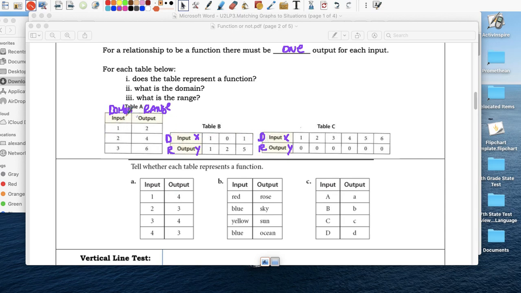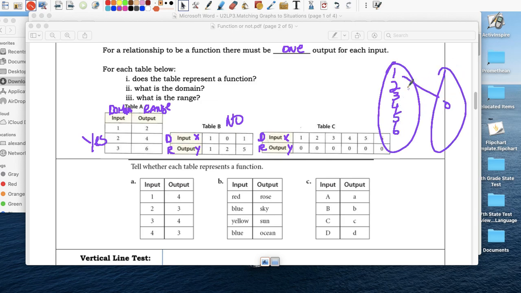So look at the first one. 1 has only one output, 2 has only one output, 3 has only one output, so this is a yes, it's a function. B, 1 has an output of 1, which is okay. 0 has an output of 2, which is okay, but then 1 has another output of 5, so this is a no.